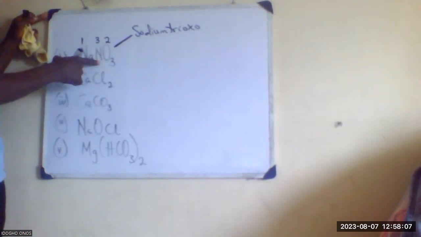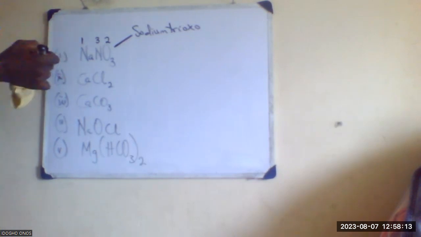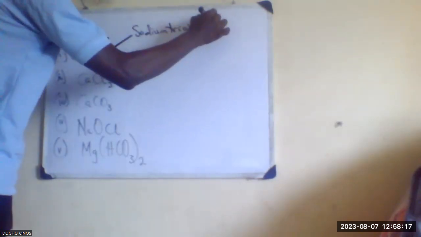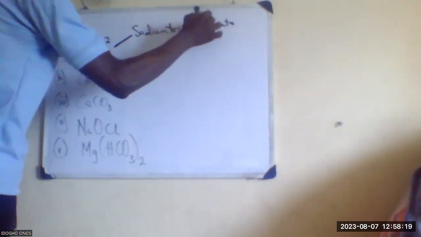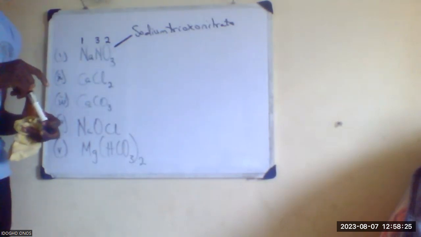Then N, which is what? Nitrogen. Now, because it's in this compound, we'll say nitrate, no longer nitrogen. Then one more thing. The third one, you will now calculate the oxidation number of that third one.